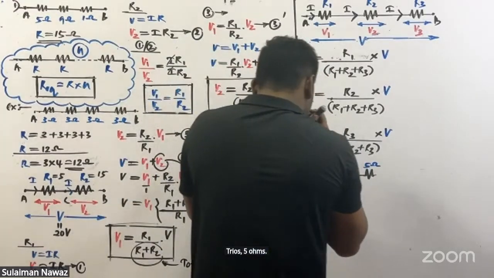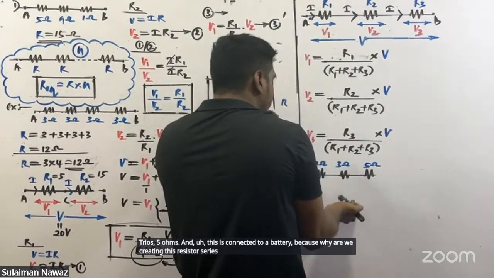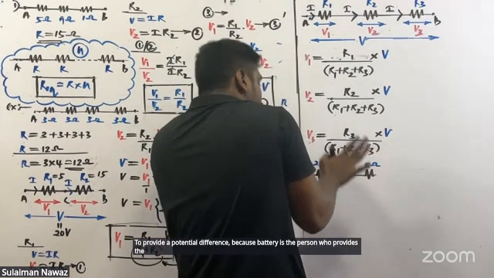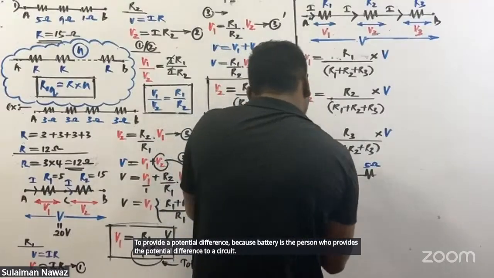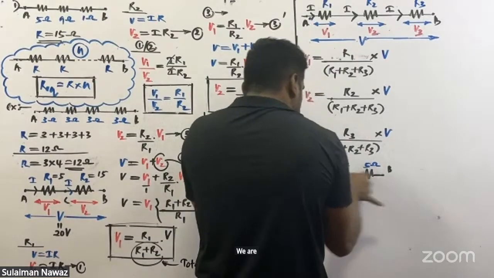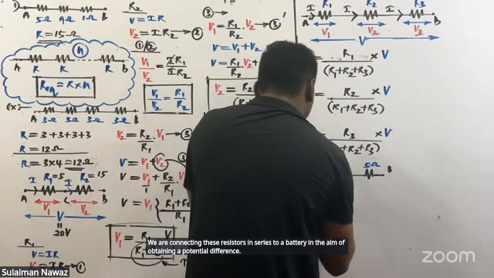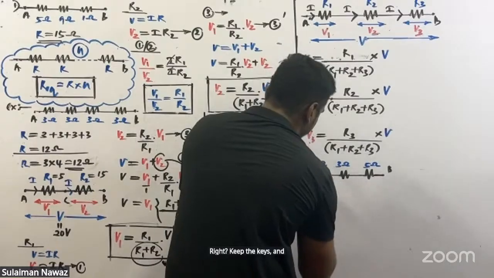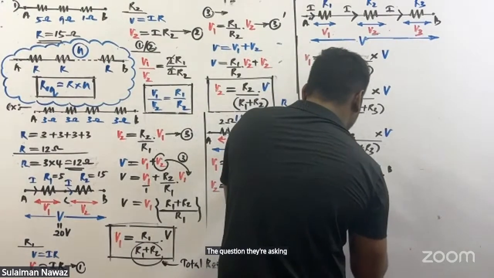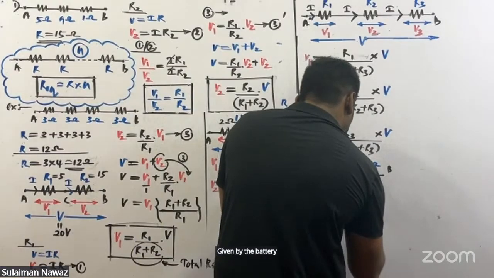And this is connected to a battery, because why are we connecting these resistors in series to a battery? To provide a potential difference, because the battery is what provides the potential difference to a circuit. So in order to obtain a potential difference between point A and point B, we are connecting these resistors in series to a battery. Keep the story in your mind. The question they're asking, what is the voltage of the battery? That means what is the potential difference given by the battery?